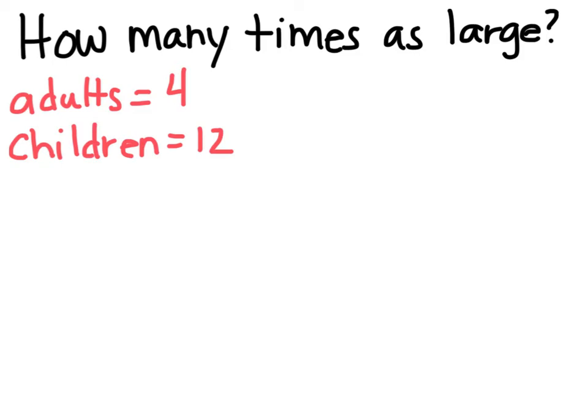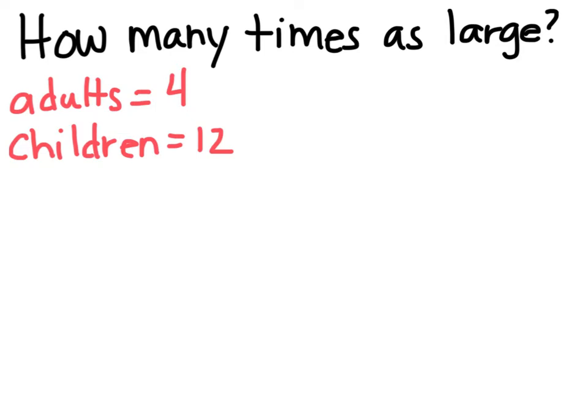Another reason it's useful to write ratios in fraction form is that it can help us to find out how many times as large as one number another number is. Let's work through this example. The number of adults and children watching a show are as represented in this model. Adults equals 4, children equals 12. So how many times the number of children is the number of adults?